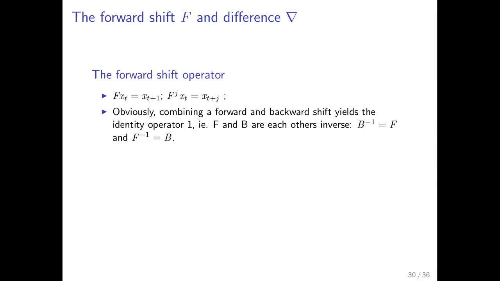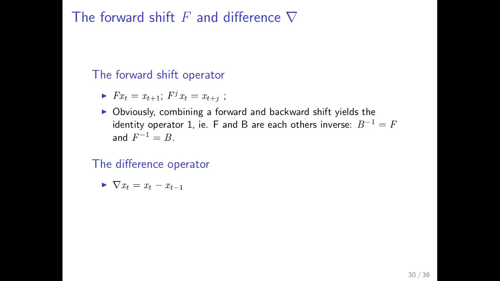So let's go for the easy one first. The forward shift operator is pretty much doing the opposite of the backward shift. Namely, if you apply it on xt, you get xt plus 1. And if you do it j times, you get j steps forward in time. And then obviously, if you combine a step forward with a step backwards, you get the identity operator. You stay where you are. So the forward and backward shift operators are each other's inverse, which means rather than using the forward operator, we will use B inverse throughout this course.